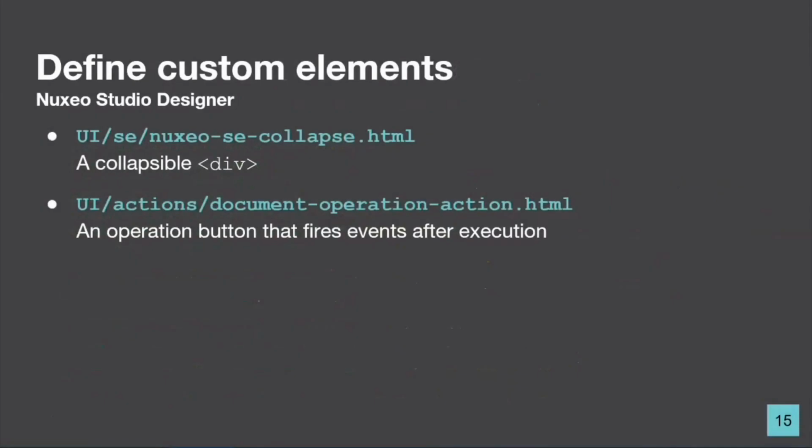So in this case, we're also using a couple of custom elements. Now, the first of these, the Nuxeo SE collapse, is a collapsible HTML div element. We shall see this in the demonstration. The second custom element is a document operation action, which is a custom operation button that fires events when the execution of the operation that we specify finishes. We shall see this in operation.